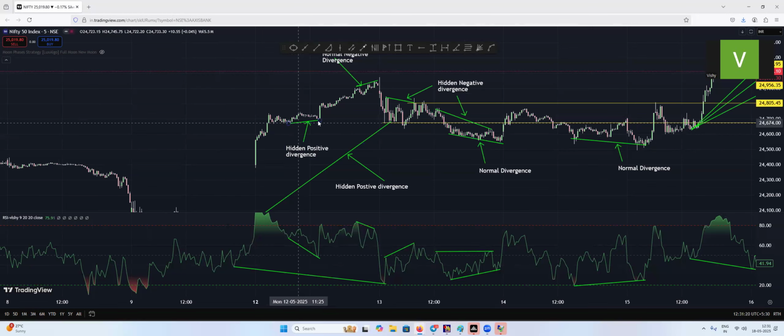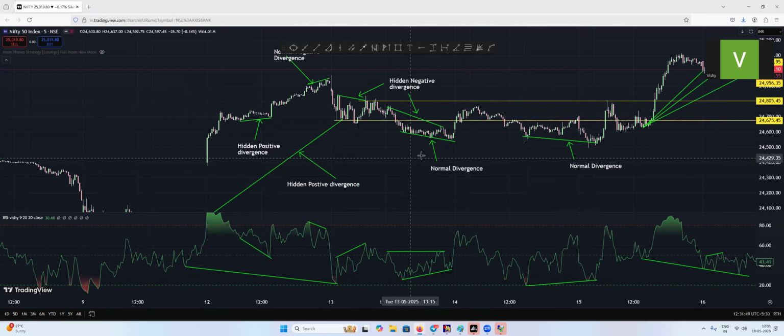So here the price has made a higher low. In hidden positive divergence, you are considering the lows. Price has made a higher low and RSI has made a lower low. So this is hidden positive divergence, where the price will move up after this divergence. Okay, let's see some more cases.